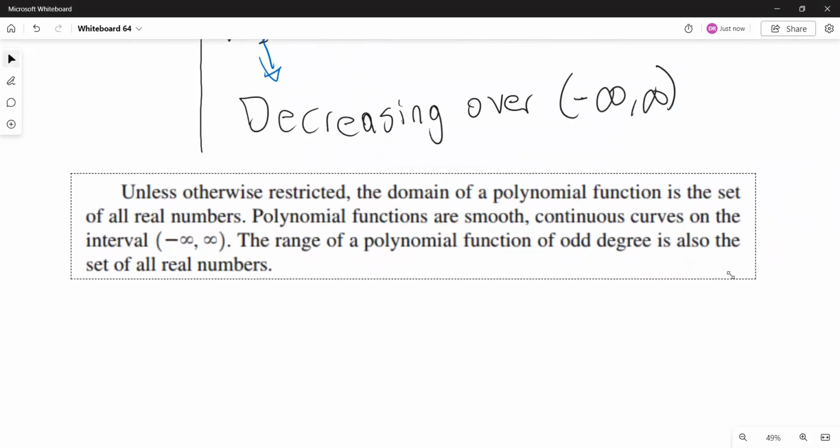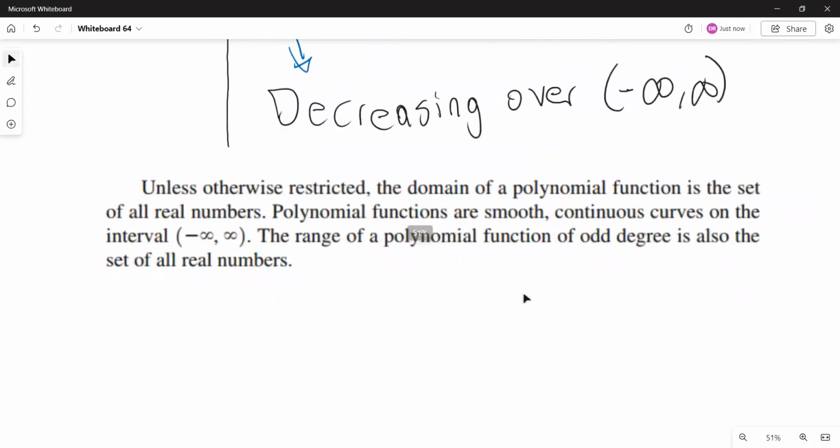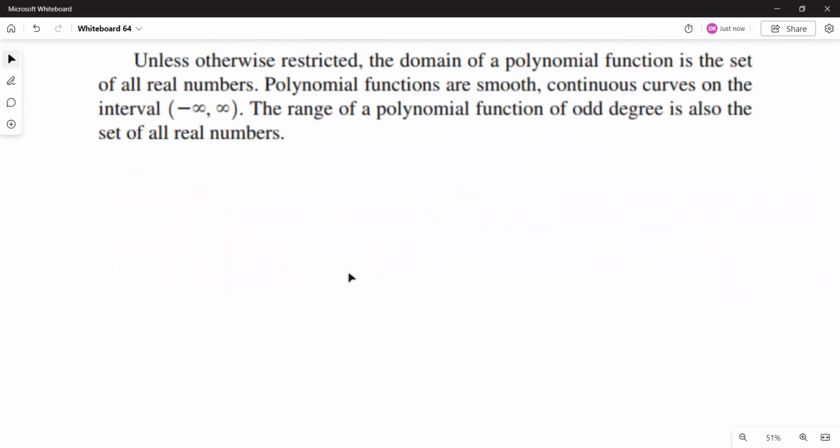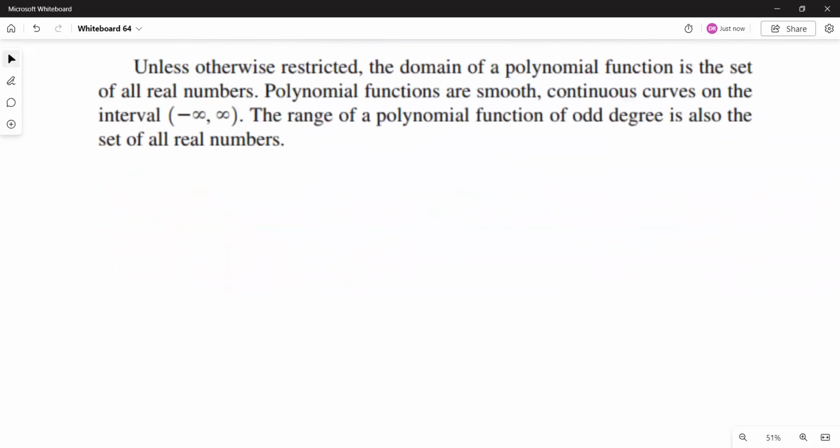Yeah, so the domain is going to be the set of all real numbers. If the degree of the polynomial is odd, the range is also going to be the set of all real numbers. So I'm going to go over some of the examples that they have in the book. They are good examples, so I'm going to go over those graphs.